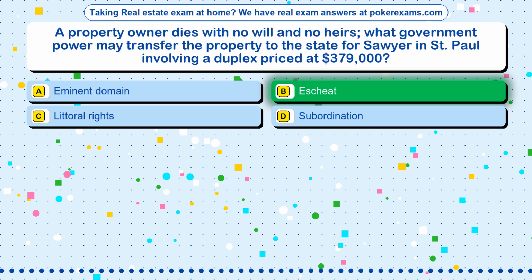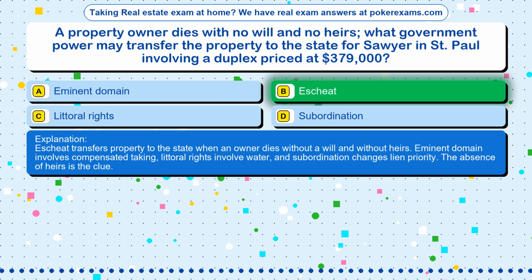The correct answer is option B, escheat. Escheat transfers property to the state when an owner dies without a will and without heirs. Eminent domain involves compensated taking, littoral rights involve water, and subordination changes lien priority. The absence of heirs is the clue.